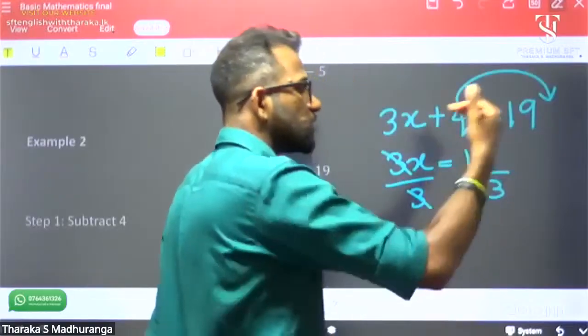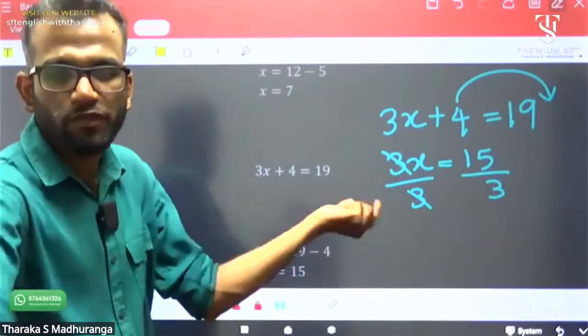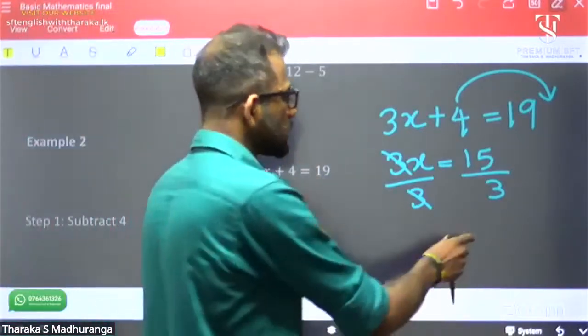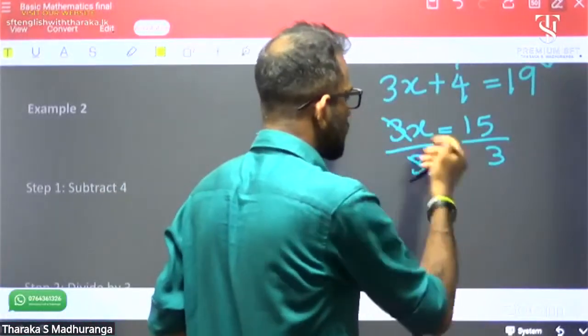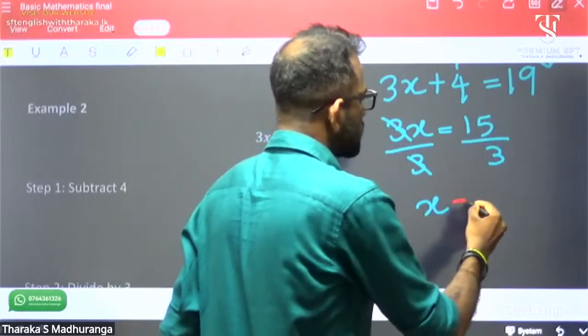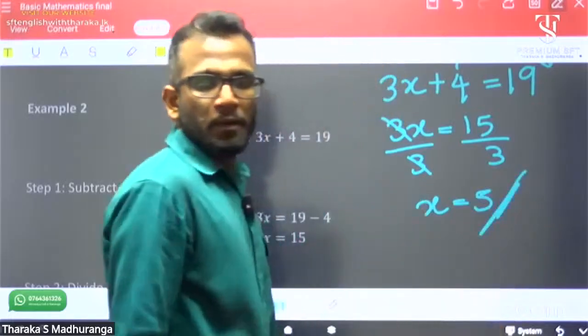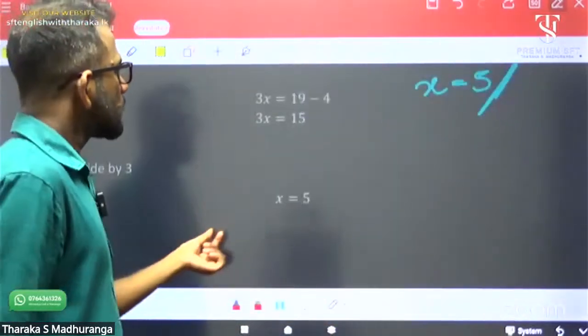Okay? Because from next week we will always use these equations and solving methods: elimination methods, isolation methods. x equals 15 over 3, which is 5. Very good.